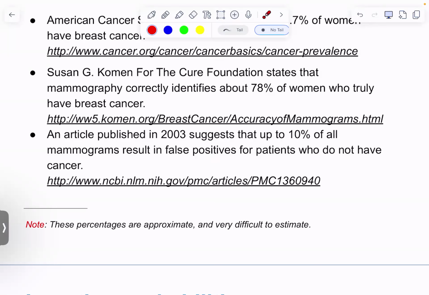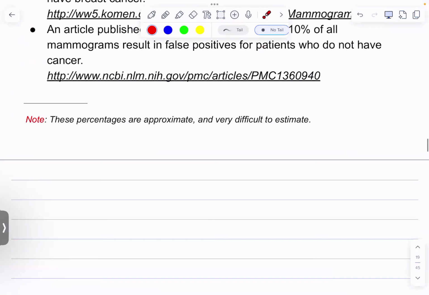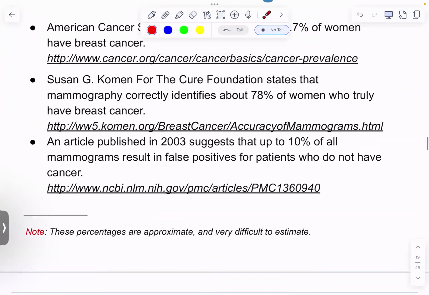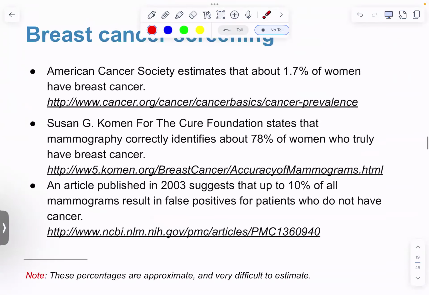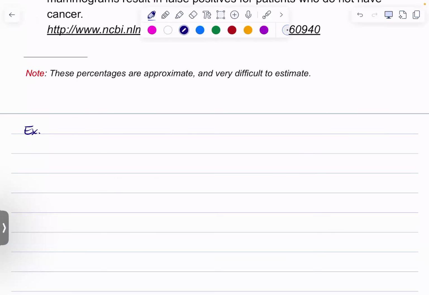And so what we can do is we can set up this tree diagram. We don't have a question yet, but I want to spend some time picking out our tree because that's going to help us solve any question. And so here, let's construct the tree diagram for the probabilities above.